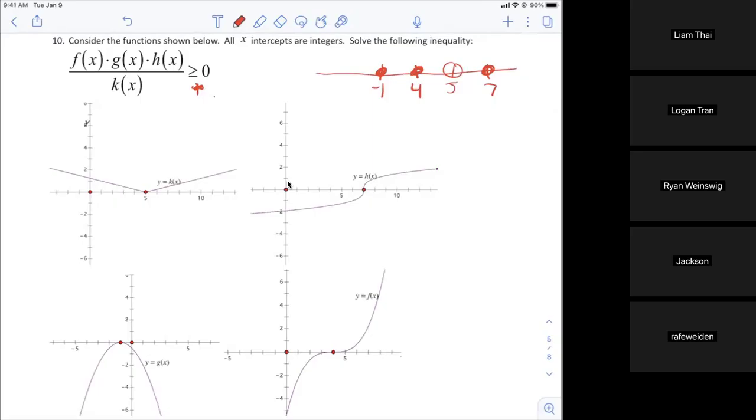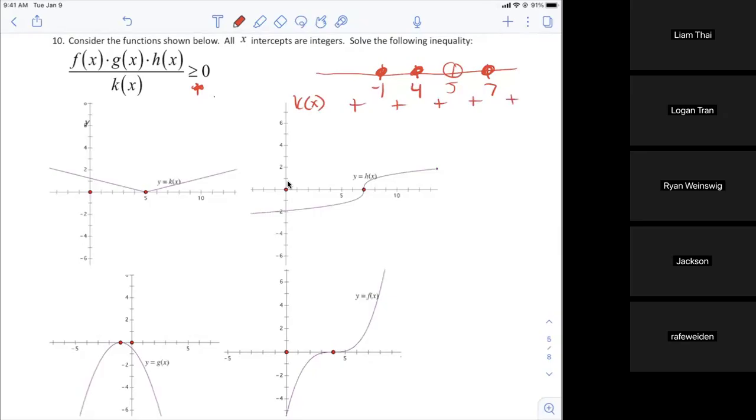And then since you're multiplying or dividing all these functions together, I think of the sign of all of them multiplied and divided. So I went function by function and I said, okay, let's look at k of x. And k of x is actually always positive. So in every single interval, it would be positive.